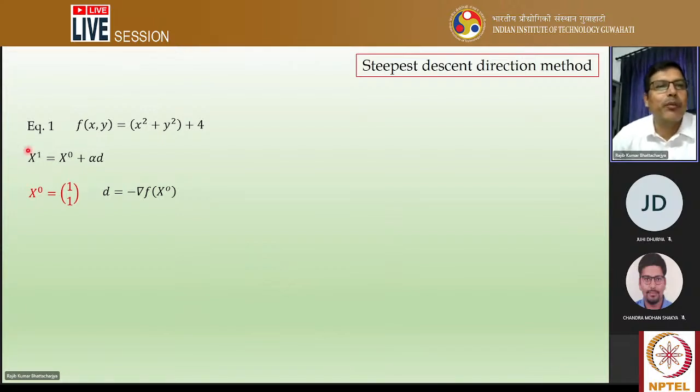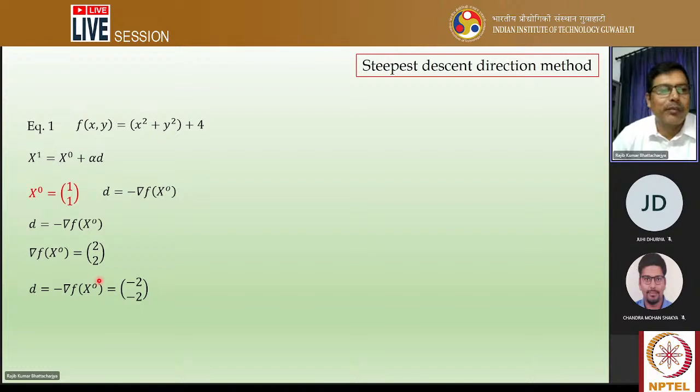So what I'm doing here, this is the initial solution. Then I have chosen this initial solution, which is (1, 1). And what I have done, I have calculated the gradient, and the direction is the negative of the gradient, and that is the direction here. Now if you calculate the gradient at (1, 1), you will get (2, 2). That is the gradient value, and the negative of the gradient is (-2, -2).